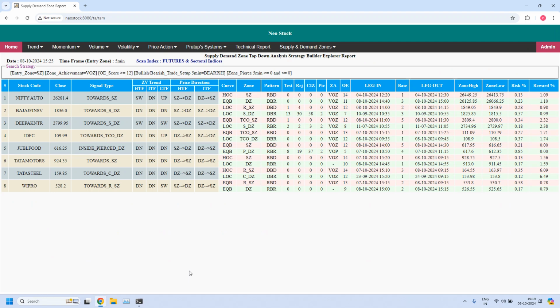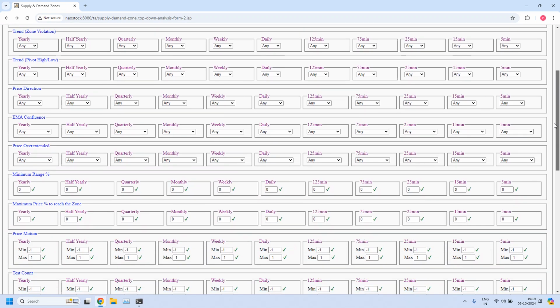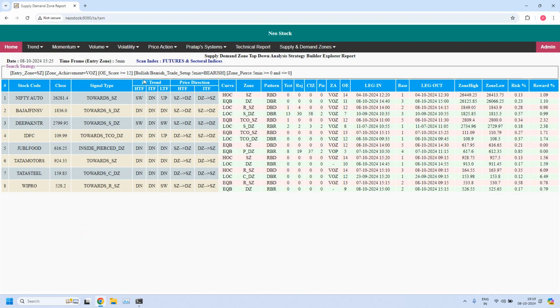8 stocks are filtered. All these 8 stocks are currently supporting bearish trade setup for hourly income trade, that is, entry time frame 5 minutes. To verify the stocks having better probability, let us look for LTF and ITF demand zone confluence. That is, 5 minute demand zone with 15 minute demand zone confluence. Sorry, supply zone confluence, because earlier whatever we got, that is bearish trade setup.